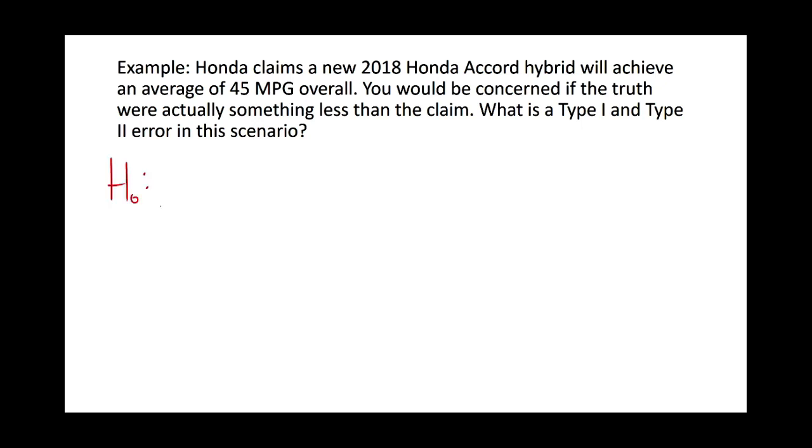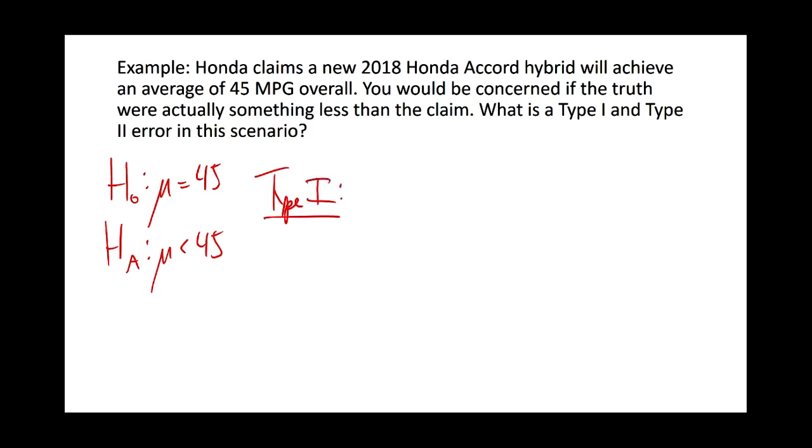So we had a null hypothesis. The claim is that the truth is 45, and the alternative is we would be concerned about knowing whether or not the truth would be less than 45, right? So how would you commit a type 1 error in this scenario? What would it mean to commit a type 1 error in this hypothesis test? How do you commit a type 1 error?